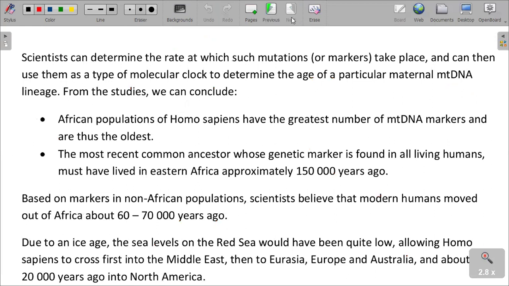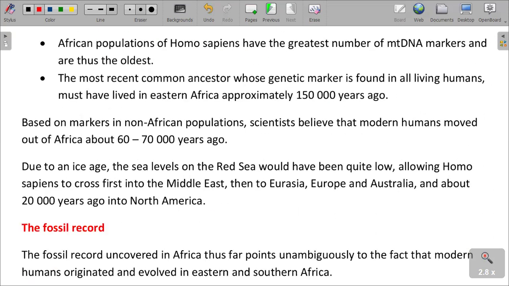So scientists can determine the rate at which mutations or markers take place. Scientists can determine the rate at which mutations, we are saying changes, take place, and then use such changes as a type of molecular clock, to determine the age of a particular maternal mitochondrial DNA lineage. From the studies, we are able to understand that African populations of Homo sapiens have the greatest number of mitochondrial DNA markers and are thus the oldest.